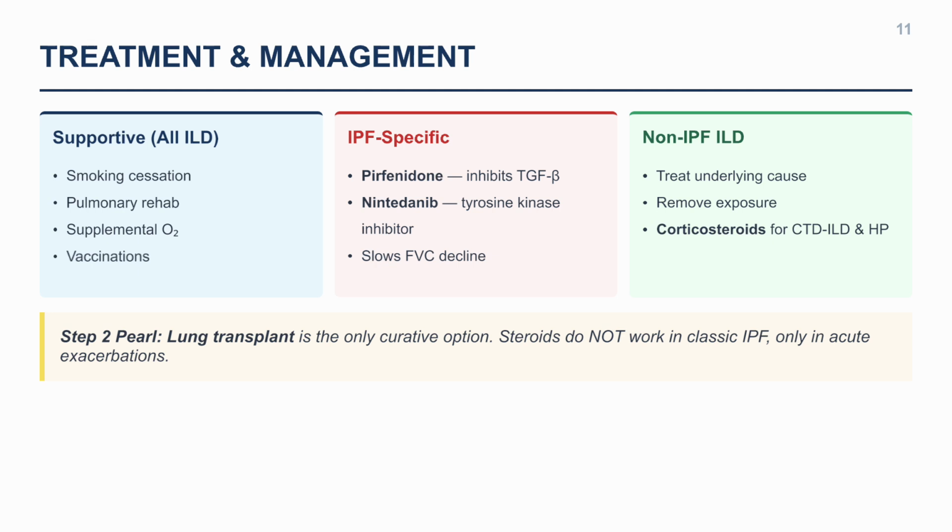Second, for idiopathic pulmonary fibrosis specifically, antifibrotic agents slow disease progression. Pirfenidone inhibits TGF-beta-stimulated collagen synthesis. Nintedanib is a tyrosine kinase inhibitor targeting VEGF, PDGF, and fibroblast growth factor receptor. Both slow the decline in forced vital capacity.